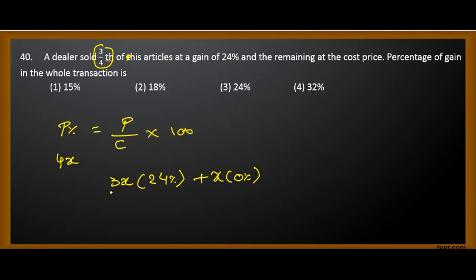This is the total profit he got, divided by, because he is asking us to find the profit percentage. Profit percentage is equal to profit by total value. What is the total value assumed? 4x. On simplification you will get 18%. So the answer is option 2.